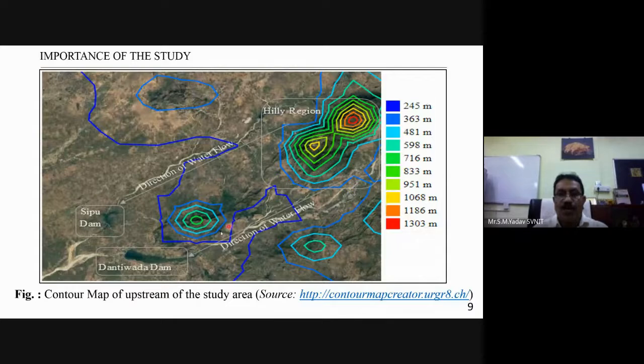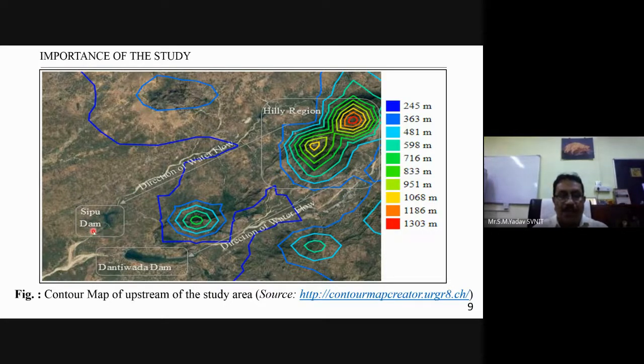you move further, right, that is the direction of flow. This is again a direction of flow. There are two dams here. You can see that this is one tributary which is again originating from this hill, Mount Abu Hills, which has received 1,303 mm of rainfall. This is another tributary, right, which is Sipu river, and this is the Sipu dam.